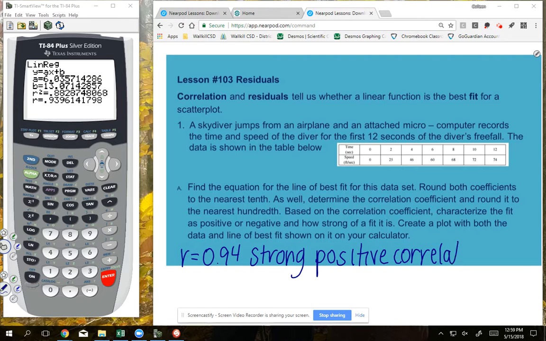Something's up. I can't do it. It says error. We're in L1 and L3. Clear L3. Clear both.